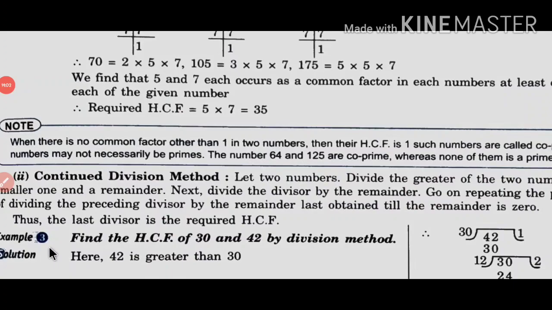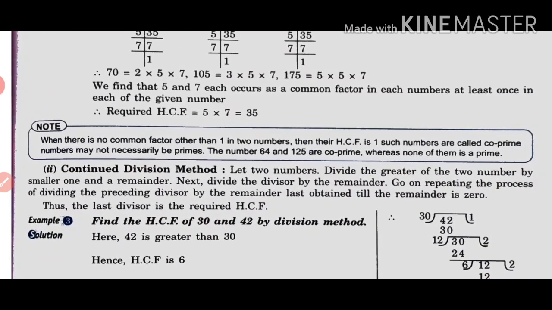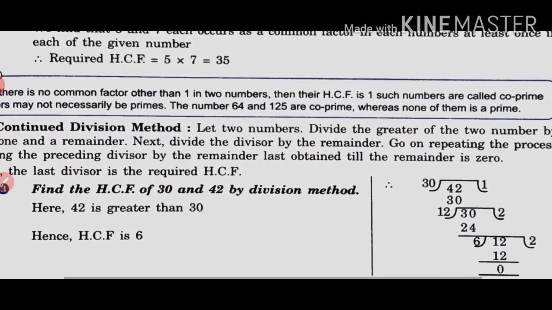So let us understand this continued division method by one example. Find the HCF of 30 and 42 by division method. First you have to see the greater number. Out of 30 and 42, the greater number is 42. So you have to divide the greater of the two numbers by the smaller one. So here we have to divide 42 by 30.